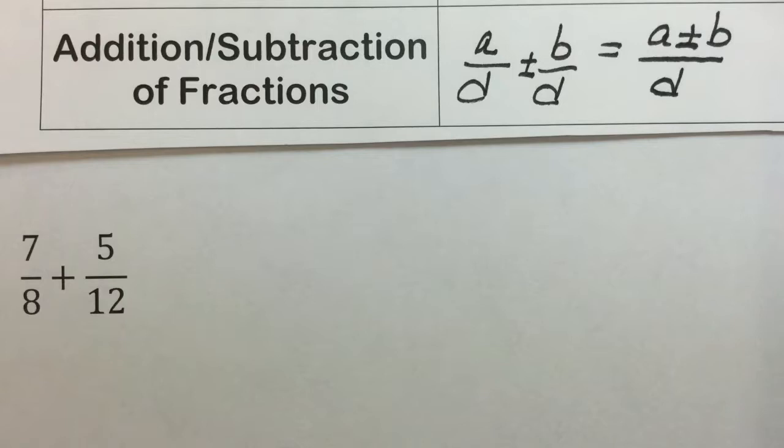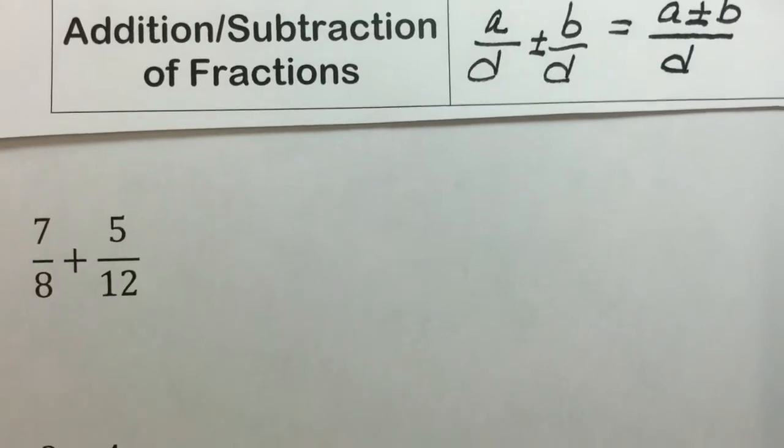In order to add or subtract fractions, we must have a common denominator. A common denominator is a number that is divisible by each fraction's denominator. One method of finding a common denominator is using prime factorization. To illustrate that, let's look at this first example.